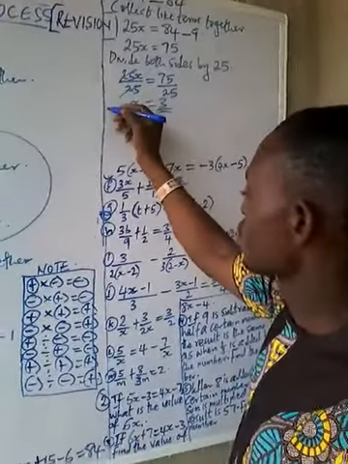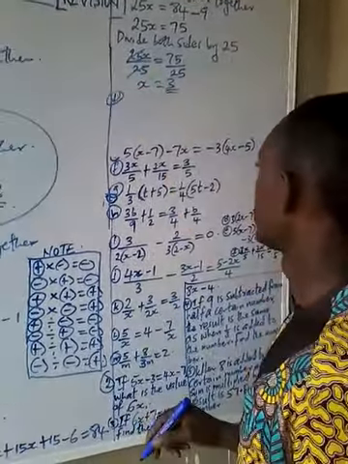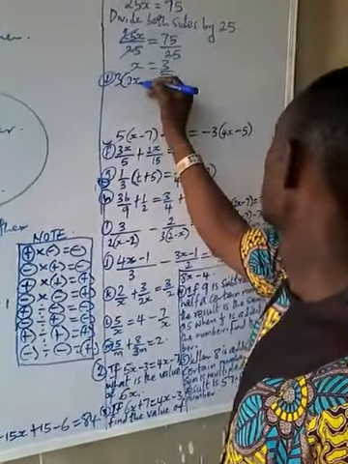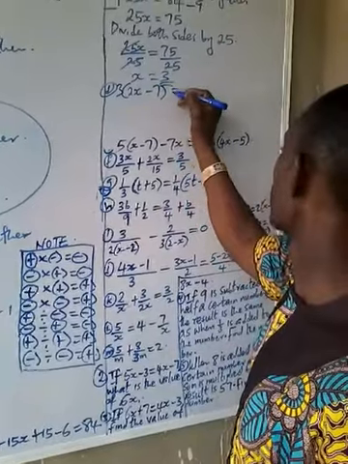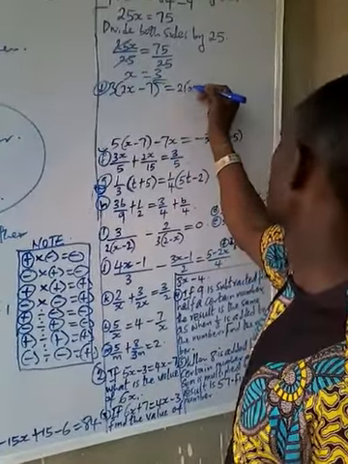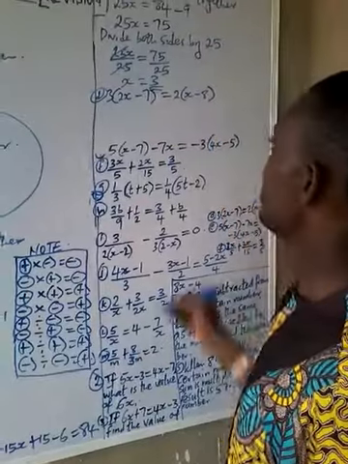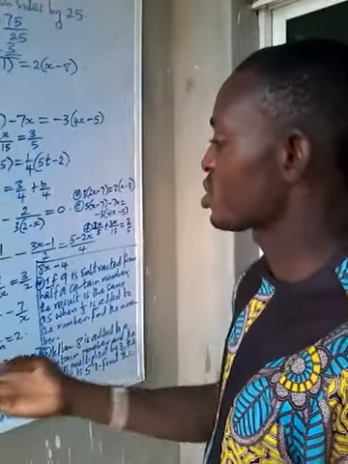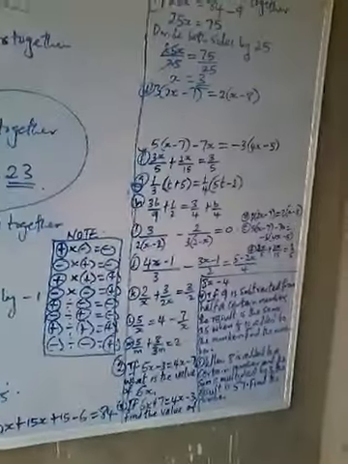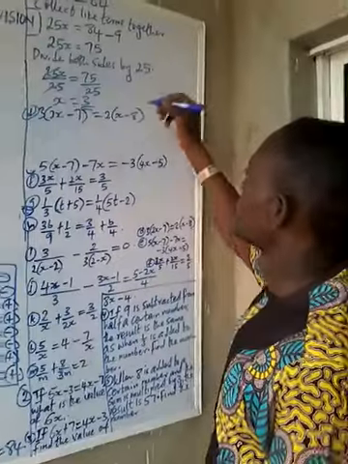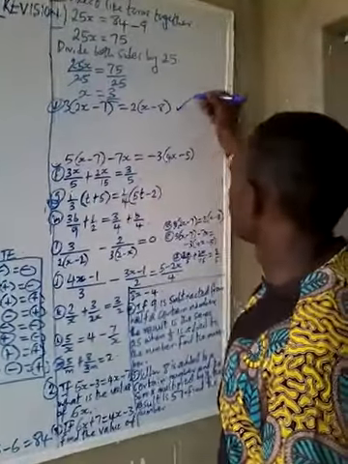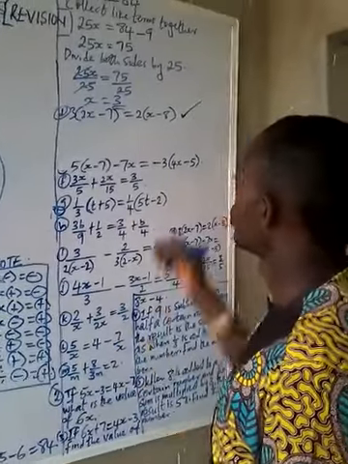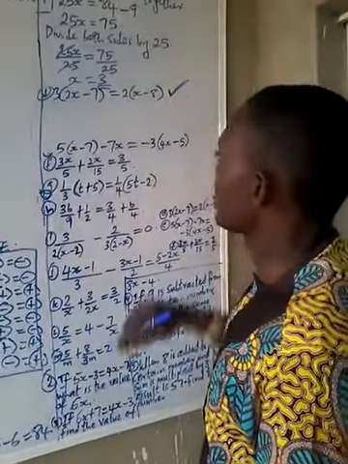To question D, which takes the form of 3 into bracket 2x minus 7 close bracket is equal to 2 into bracket x minus 8. This is like something we have done before. When you look at it, it's like question C. So this question D, I will leave for you to do, and then you post your answer after the class.